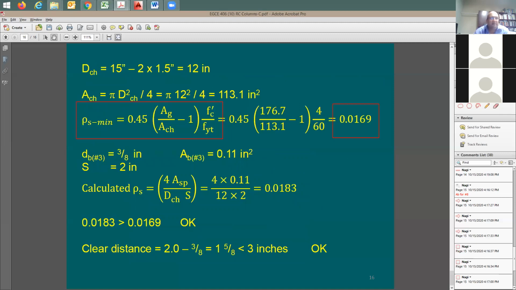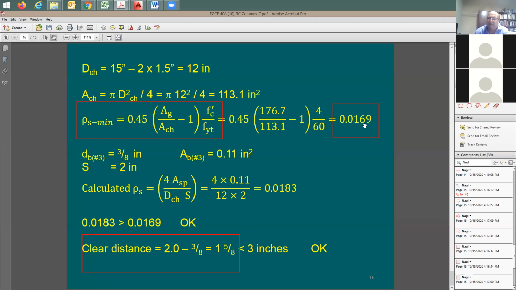Let me look here at the bottom first, at the clear spacing. Clear distance is how much? 2 inches subtracting 3/8 inch for the diameter is going to be 1.625 inch. Less than 3 inches and also more than 1 inch, then I should be fine. Right? How about the steel ratio? The steel ratio needed is going to be 0.0169, I understand, like 1.6%.